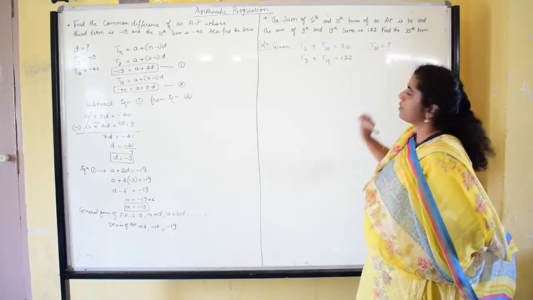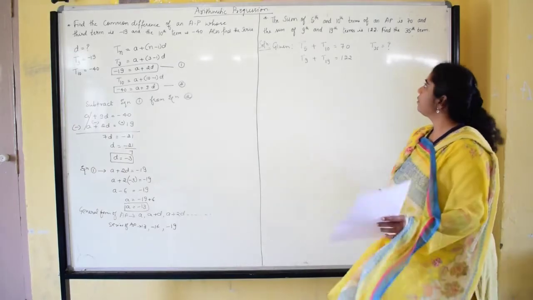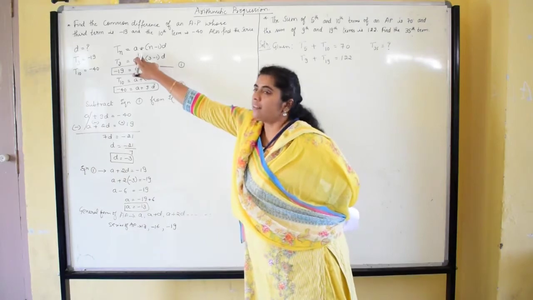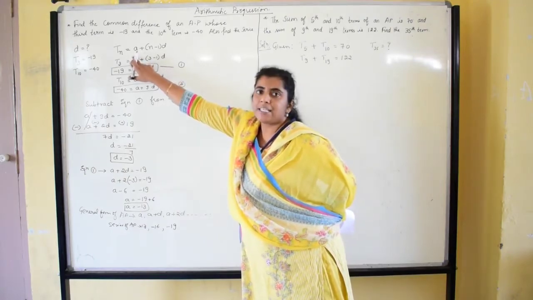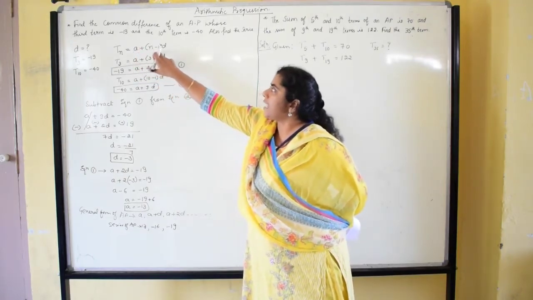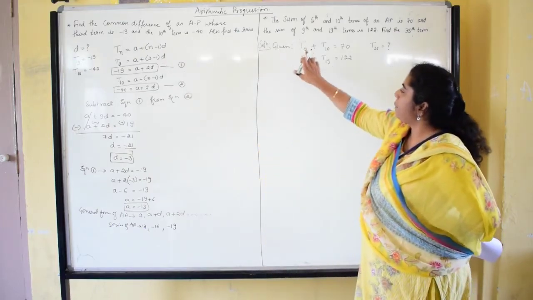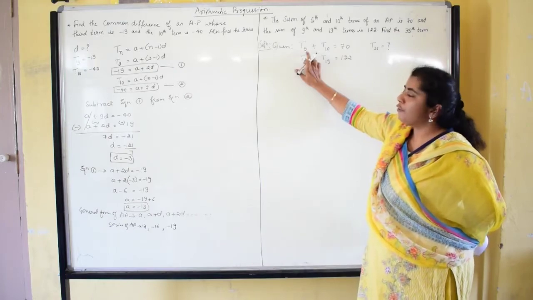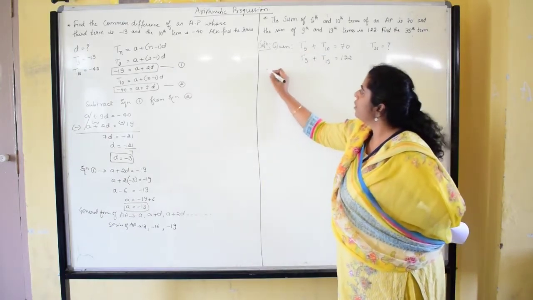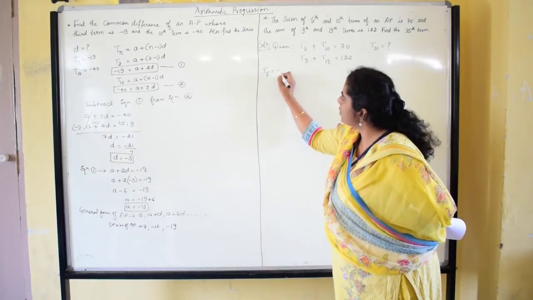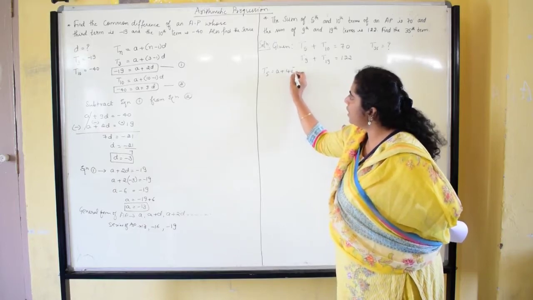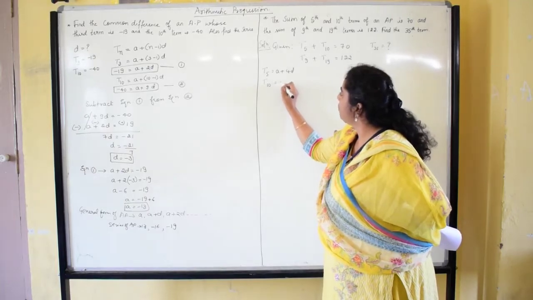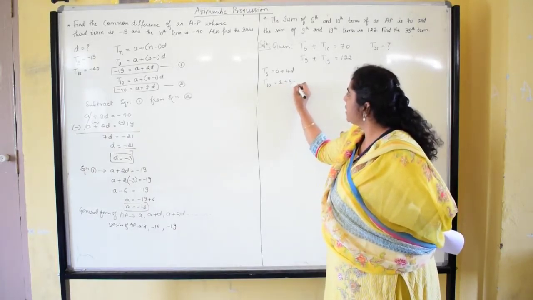So I put a question mark. T35 is equal to how much we have to calculate. So here I bring in the formula. The nth term of an AP is Tn is equal to a plus (n minus 1)d. We substitute the given term values into this formula. So I'll write here T5 is equal to a plus 4d as per the formula. What is T10? It is a plus 9d.